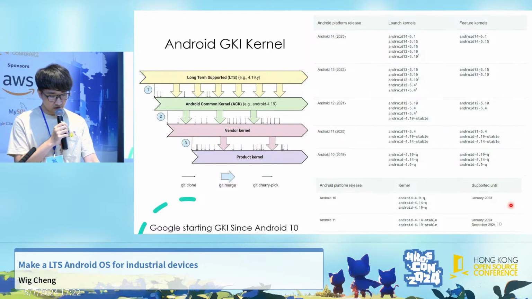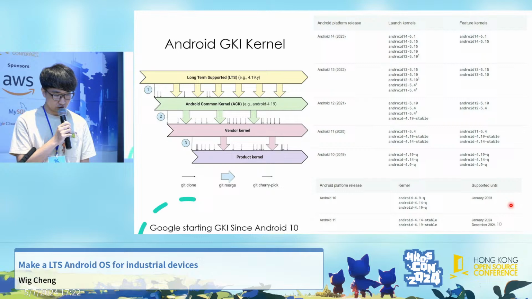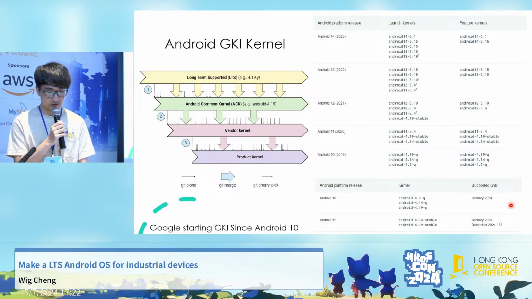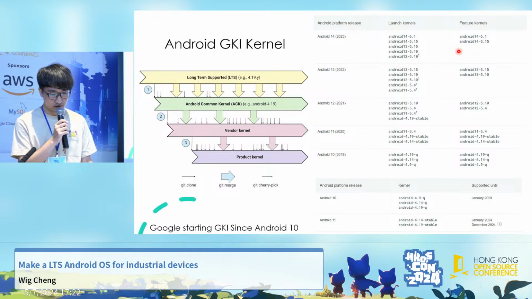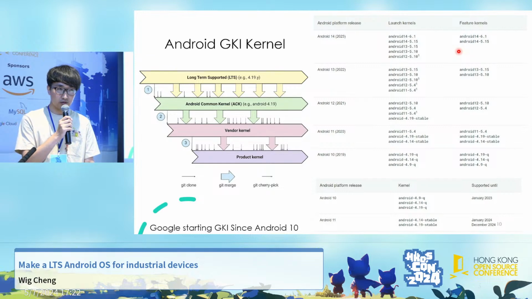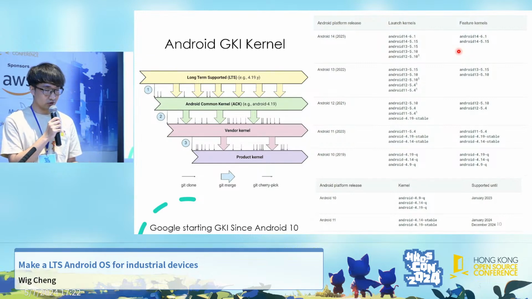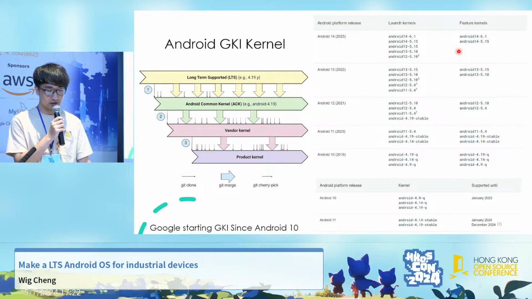Note that after GKI, every Android release depends on a specific GKI kernel version. For example, take Android 14. The GKI kernel versions supported are kernel 6.1 and kernel 5.15. So if your project has a long-term support requirement, you have to check whether the GKI kernel has already reached EOL. EOL means end of life.